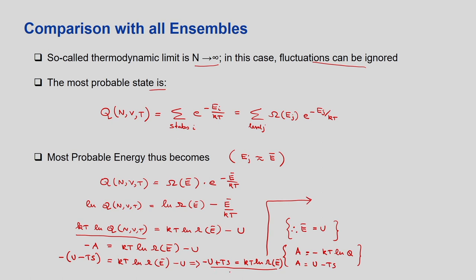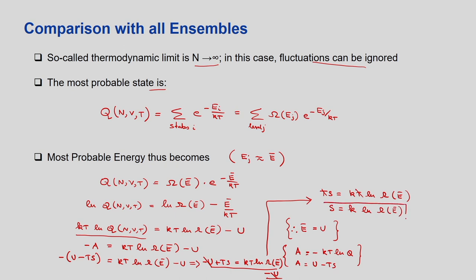So, this expression, if you simplify, you have minus U also on this side. So minus U and minus U both cancel out. So what you have is simply TS equals kT ln of, or I can cancel out T. So ultimately what I get is the expression of the microcanonical ensemble.